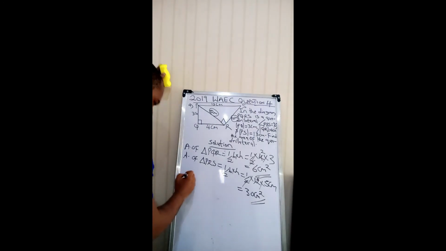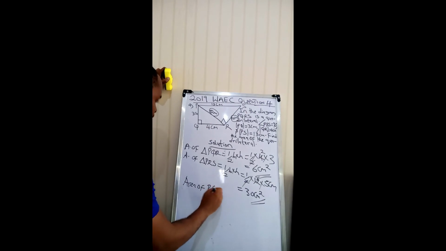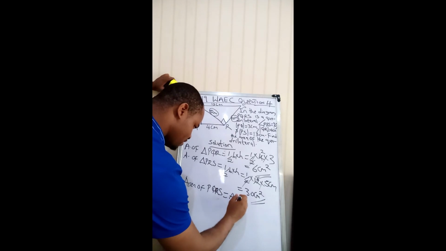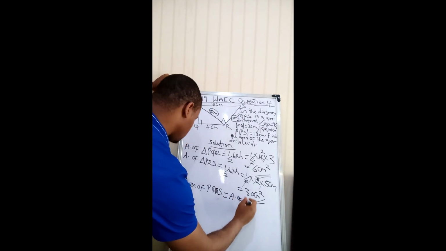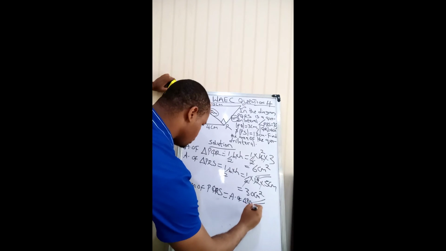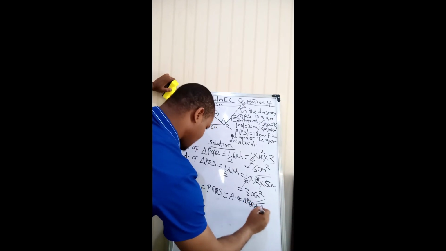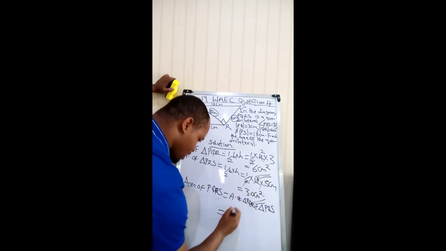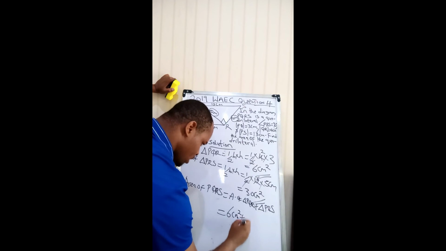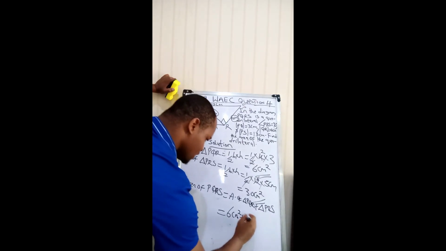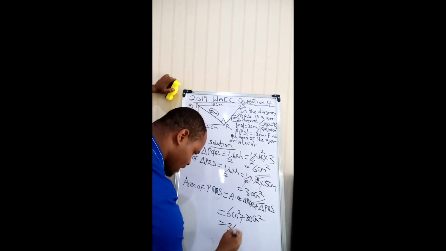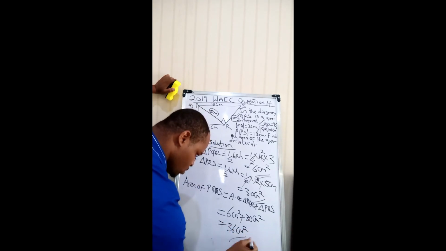When we started, we said the area of quadrilateral PQRS is equal to area of triangle PQR plus area of triangle PRS. What's the area of triangle PQR? 6 cm squared, plus area of triangle PRS, 30 cm squared. So our area of the quadrilateral is 36 centimeter squared.